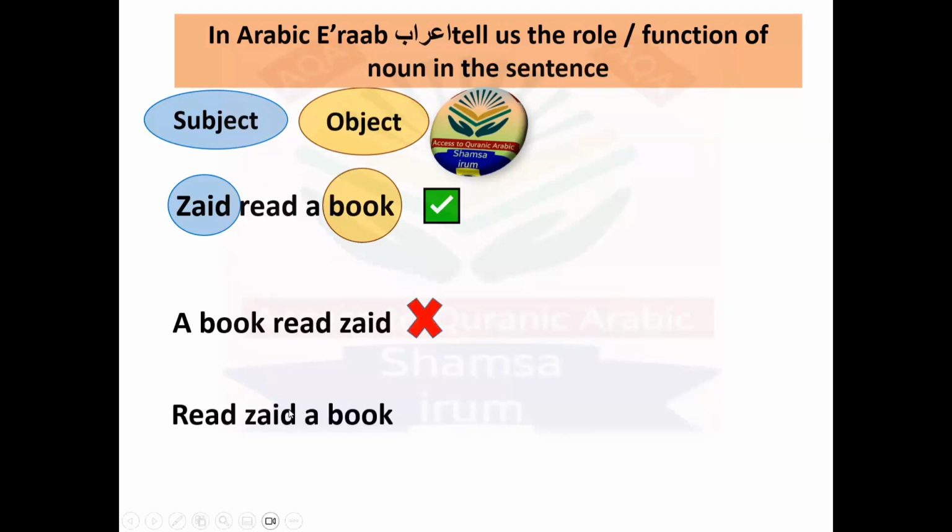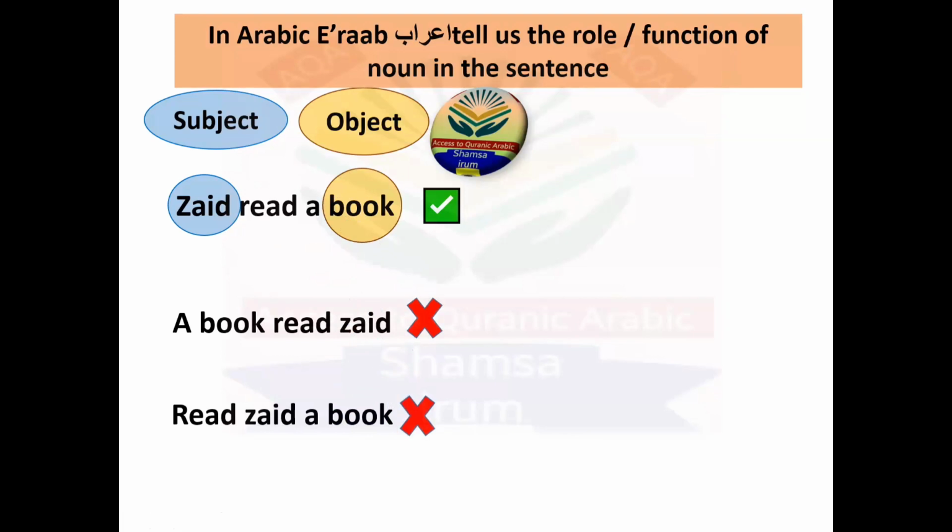Next sentence, I change the position again. Now the verb came at the beginning, then Zaid, and then book. "Read Zaid a book." Does it make sense? No, it doesn't make any sense. So it is wrong too, because I changed the positions of the words. The word ordering is very irregular, very different. It doesn't give you any meaning.